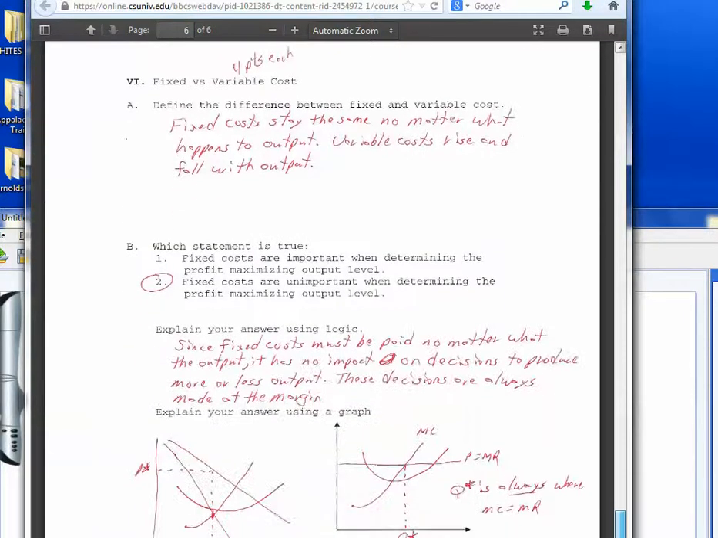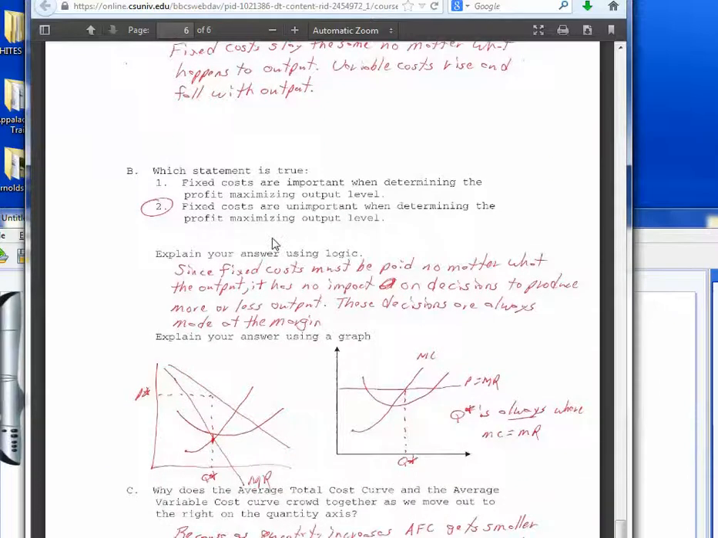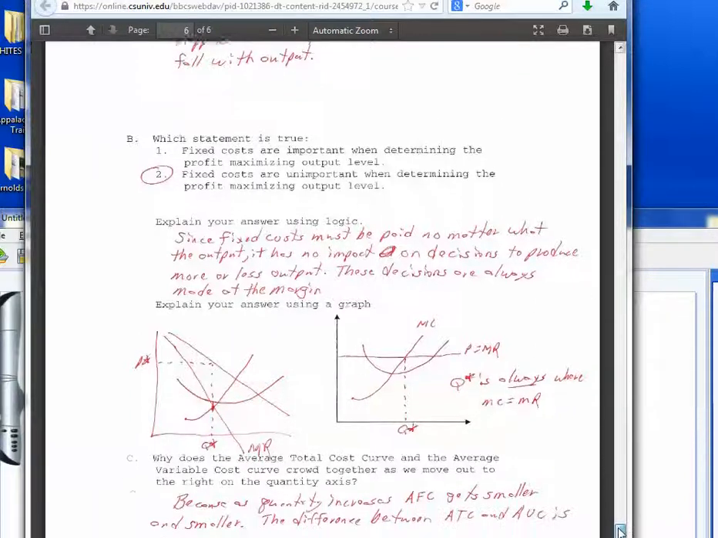Oh yeah. So this is another sort of discussion thing to find the difference between fixed and variable cost. Fixed costs are those costs that never change. Variable costs, of course, change with output. Fixed costs are unimportant when determining the profit maximizing level of output, because that output level comes from where marginal cost equals marginal revenue. You can see it in those graphs.